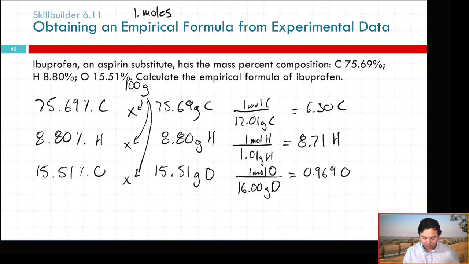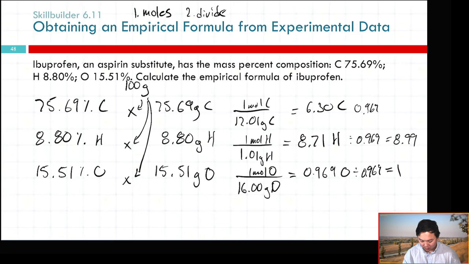Now, so we've converted to moles. Now we divide by the smallest. And so our smallest here is going to be our oxygen. So we're dividing everything by 0.969. So this one's going to equal 1. 8.71 divided by 0.969 is 8.99. And carbon is going to be 6.30 divided by 0.969. That equals 6.5. Gosh, I have a hard time writing on the very side of the iPad like that.